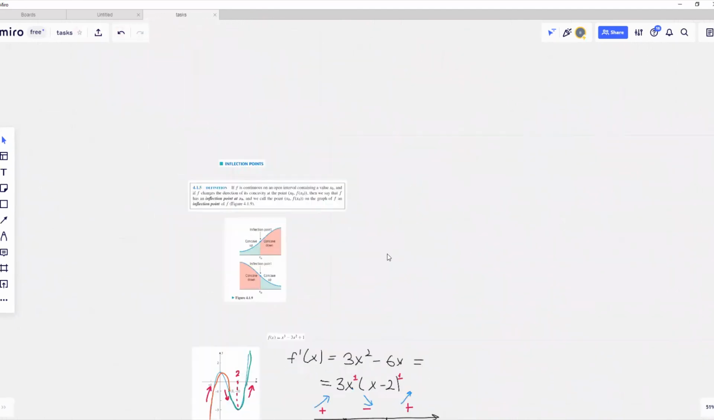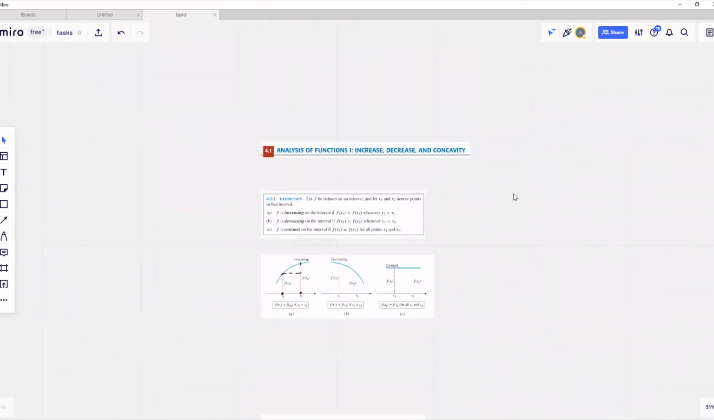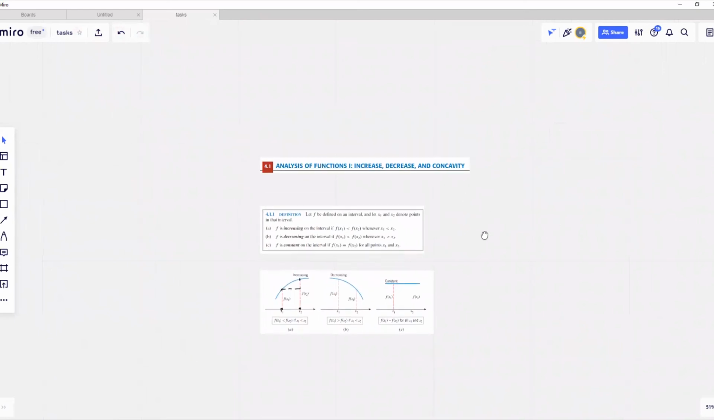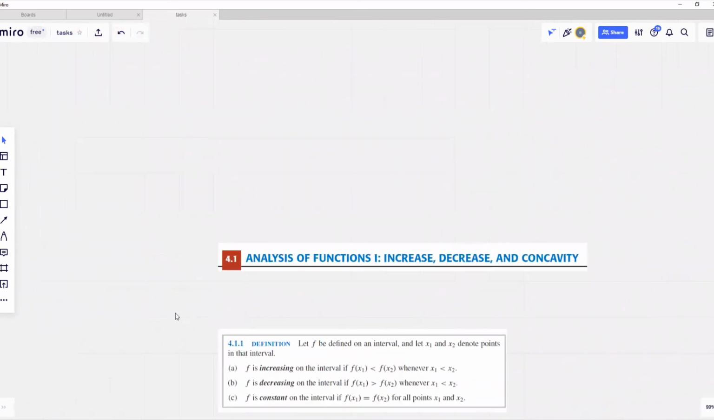All right, guys, this concludes our section 4.1 on intervals where our function is increasing, decreasing, and concavity of our functions.